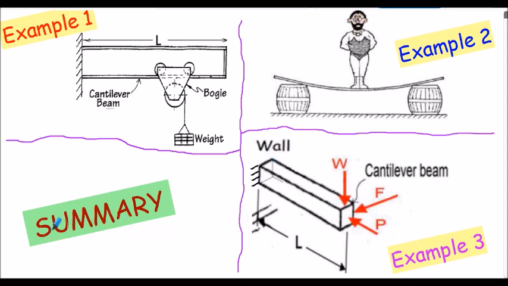So here's a summary of the 3 examples we considered. Example 1 was the cantilever beam with the applied force at the free end of the beam. Example 2 was the simply supported beam with the applied point load at the midspan. And example 3 was another cantilever beam, but this time with multi-dimensional loading at the free end of the beam.